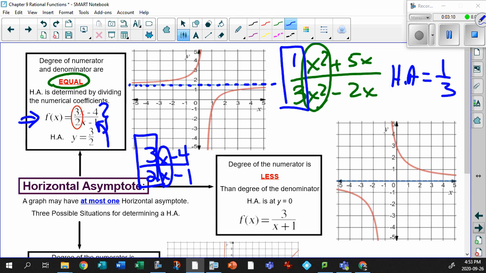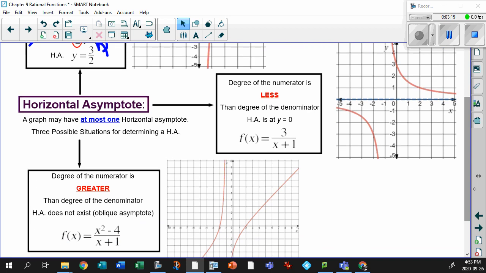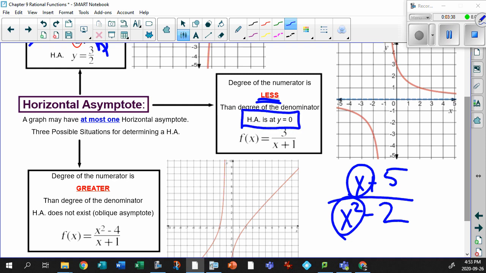Now, there is another one, though. What if the degrees are like this one here on the right? What if the degree of the numerator is less? What do I mean by that? For example, you look at something like this. You have an x plus 5 over an x squared minus 2. Look how this top numerator is less than that. So guess what happens? The horizontal asymptote is always going to be 0.